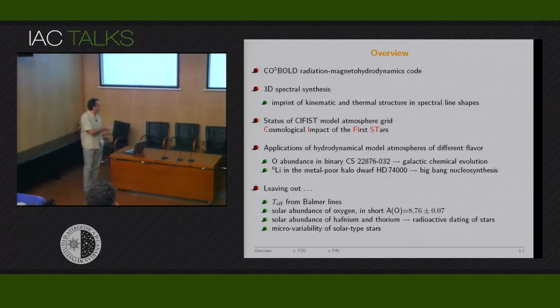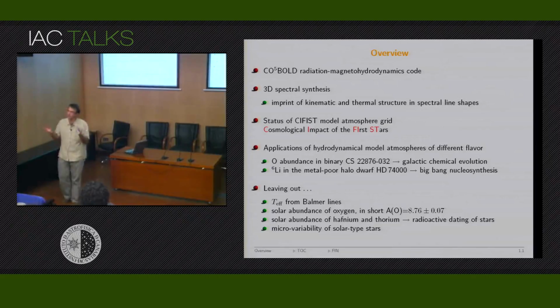Another application is related to the lithium-6 abundance in extremely metal-poor halo dwarfs. And we did a case study of a particular halo dwarf called HD74000. And the outcome of the study is, say, a negative one in the sense that we cast some doubts on all measurements so far obtained for the lithium-6 abundance in these stars. It has some repercussions on Big Bang nucleosynthesis that I'm going to point at.